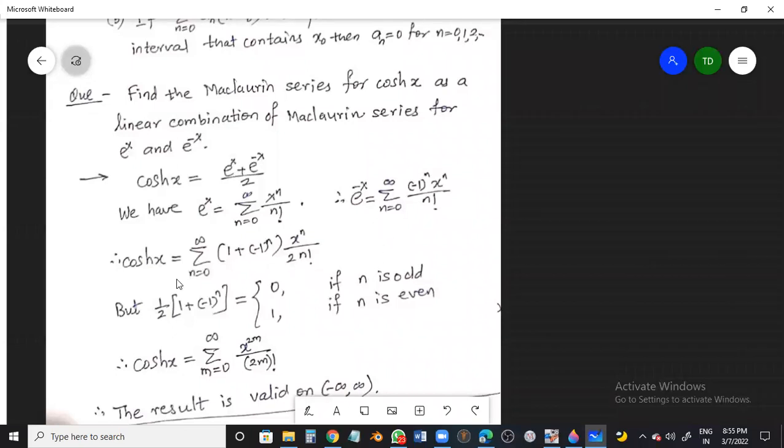Now let us see what happens. If I put n equal to 0, 1 plus minus 1 raised to 0. Minus 1 raised to 0 is 1, so 1 plus 1 will be 2. If I put n equal to 1, this will be 1 minus 1, so 0. For n equal to 2, it will be 1 plus 1, so 2. And for 3, 1 minus 1 makes it 0. Meaning, whenever n is odd, the sum goes to 0, and whenever it is even, the sum goes to 2, but divided by 2 makes it 1.